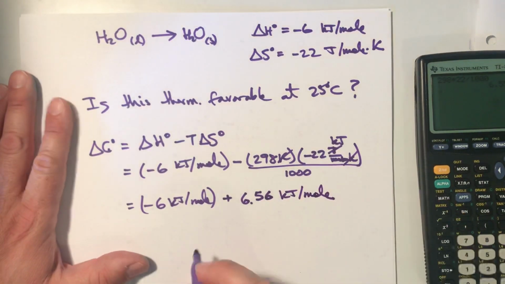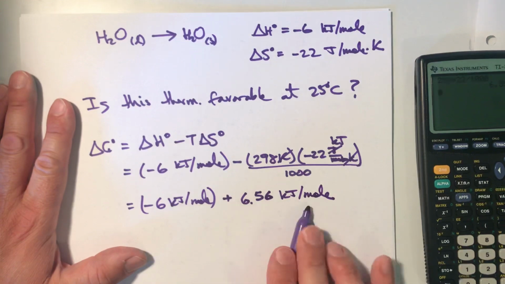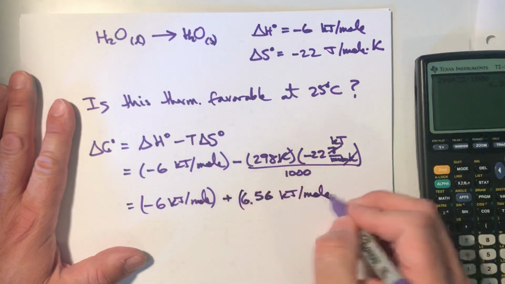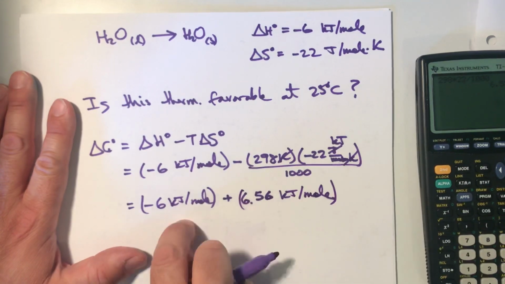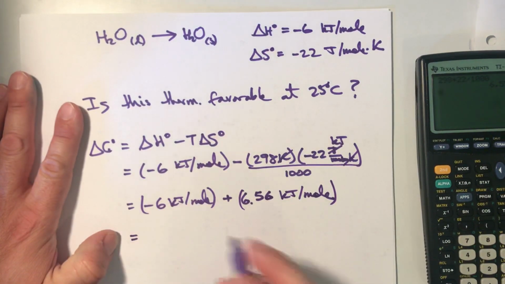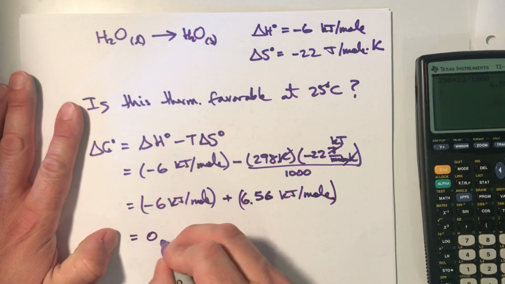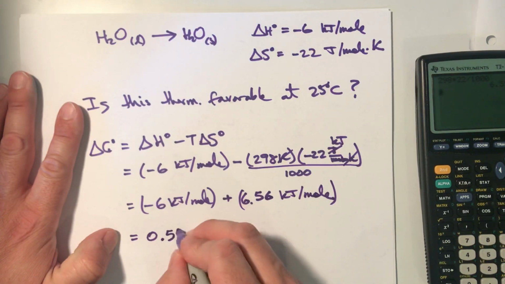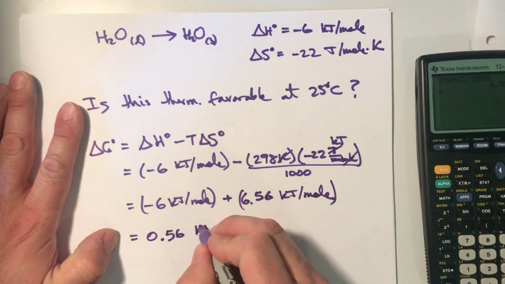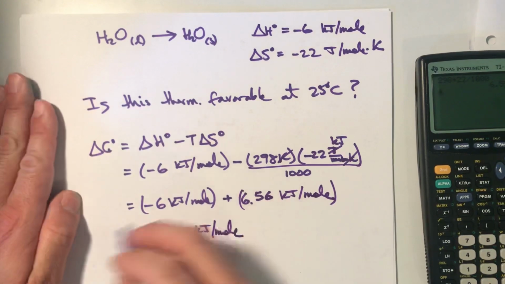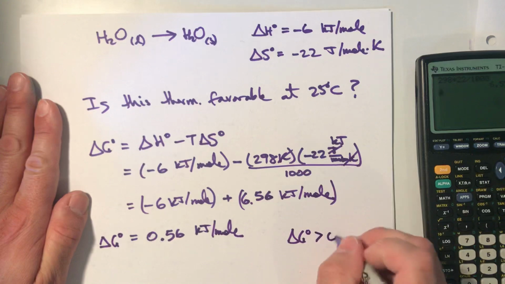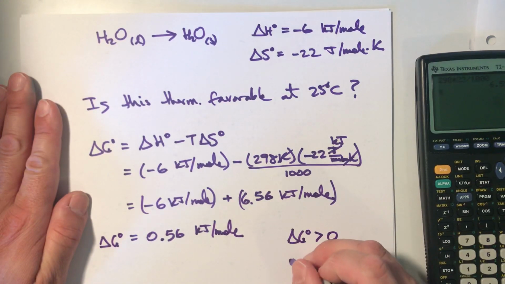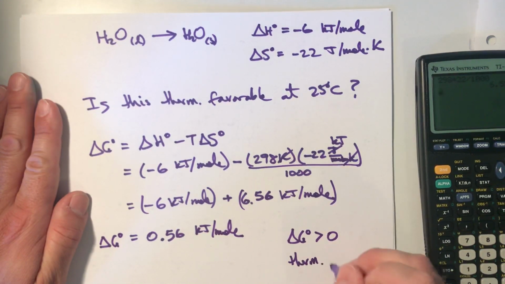All right? Now, we're going to add these two terms together because we have kilojoules and kilojoules. You have a number here that is larger than this one. So when you add these two numbers together, you get a positive. And we're being a little loose with the significant digits here, but just bear with me. So we're going to get a positive 0.56 kilojoules per mole. So in other words, we have a positive delta G, and we know that a positive delta G means that the process is thermodynamically unfavorable at this temperature.